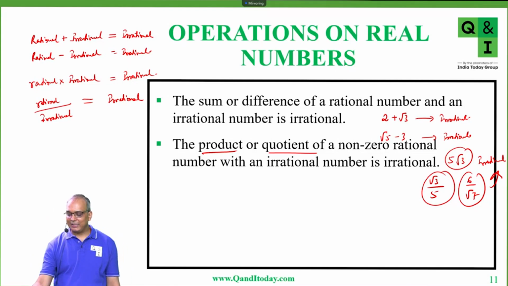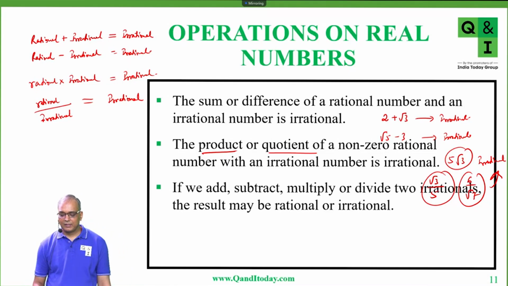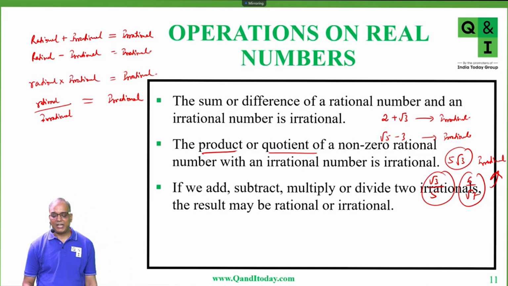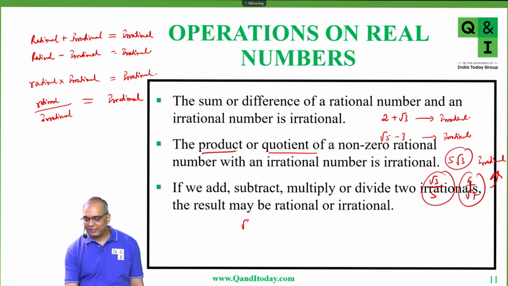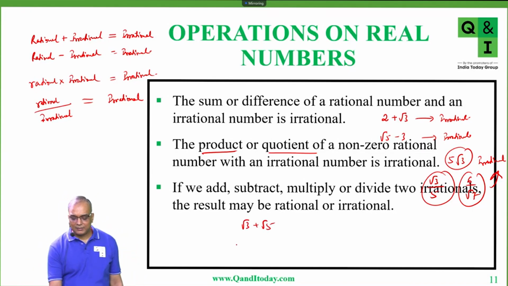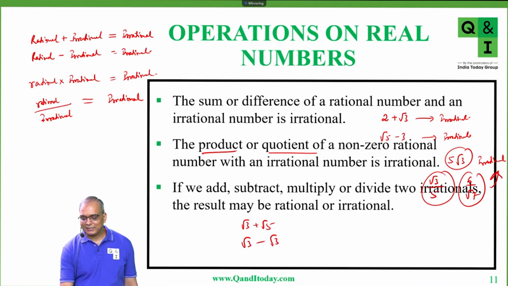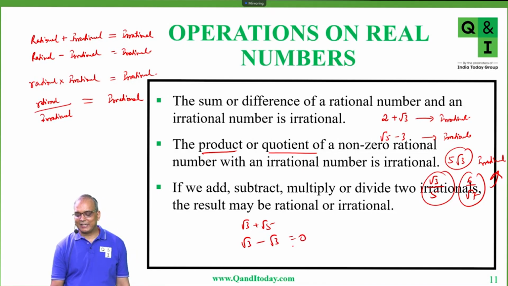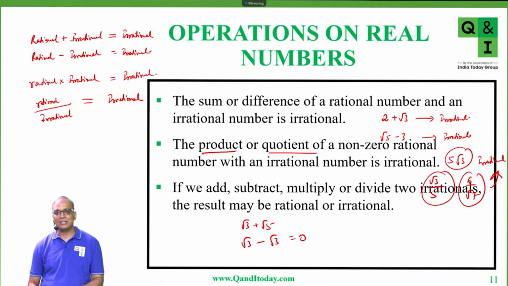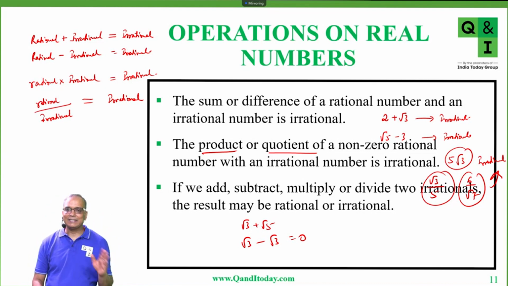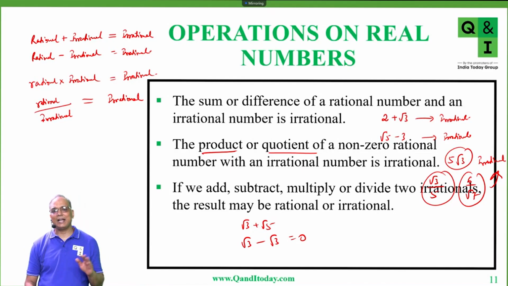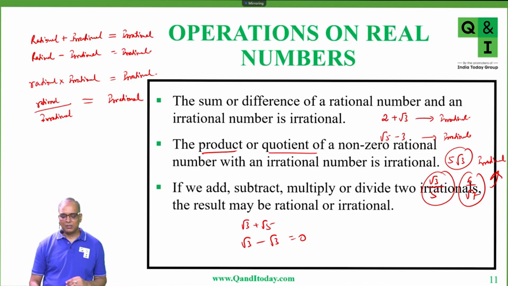Now next one is if we add, subtract, multiply or divide two irrational numbers, the result may be rational or irrational. Means, if we add root 3 plus root 5, this will be irrational. But if you have root 3 minus root 3, this is cancelling and getting an answer 0. So this is rational. So it may be rational or irrational. If it cancels out, that means it is rational.